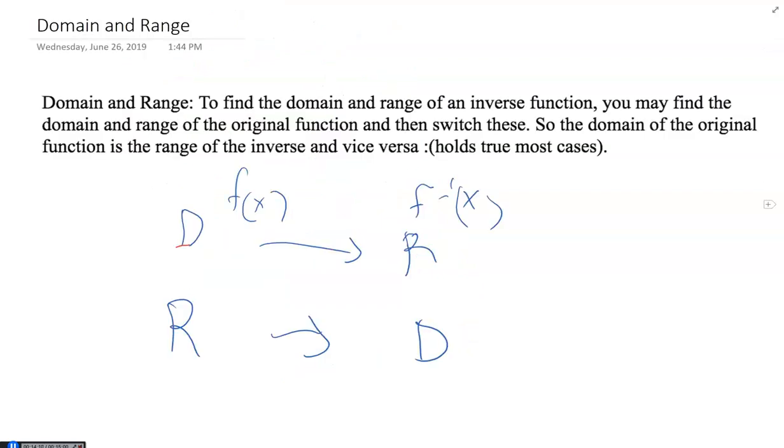Okay, quickly let's talk about domain. To find the domain and range of an inverse function, you may find the domain and range of the original function and then switch these. So the domain of the original function is the range of the inverse and vice versa.